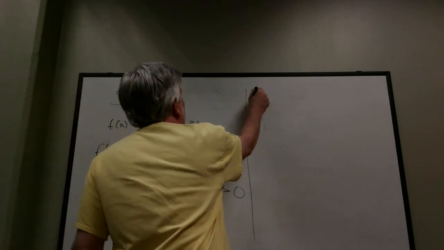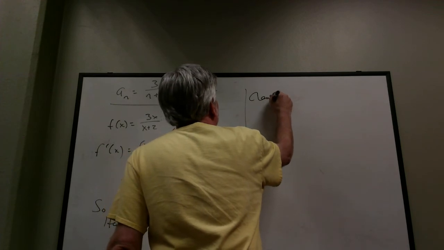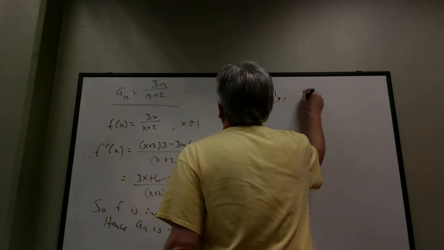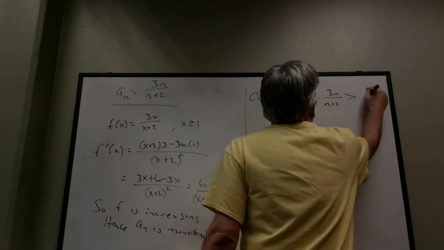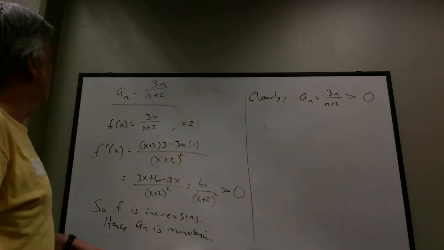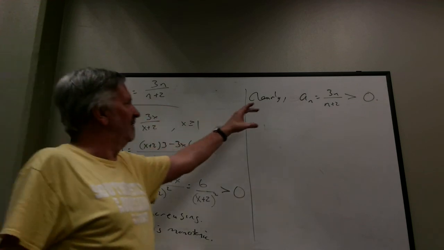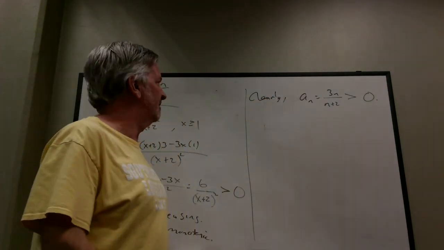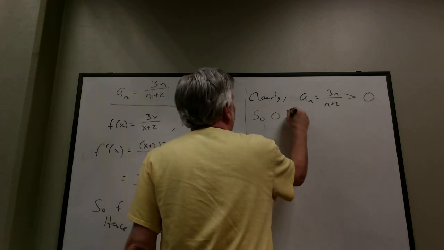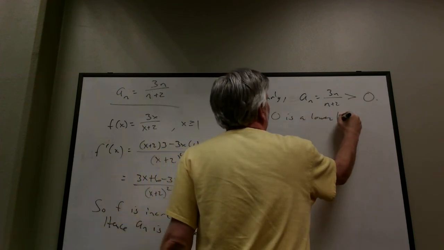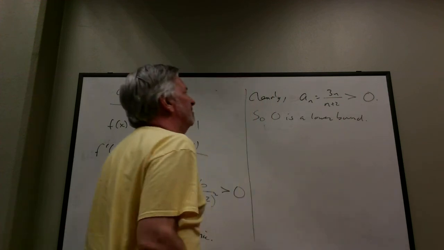Right? So, clearly, which is a dangerous word in mathematics, a sub n, which is 3n over n plus 2, is greater than 0. Do you agree? Remember, n is 1, 2, 3, 4, 5. Positive over positive is positive. So this is always bigger than or equal to 0. So 0 is a lower bound for the sequence.